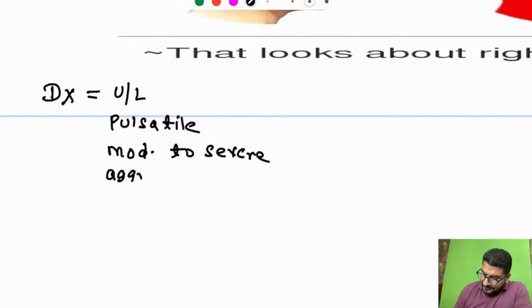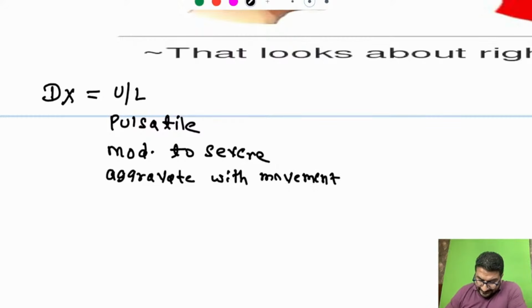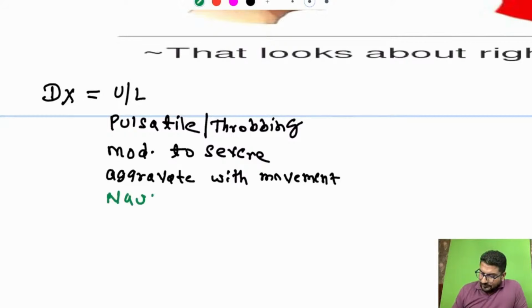And this type of headache will aggravate with movement. So once again, headache is unilateral, or I can say hemicrania. Then you can notice this type of headache is pulsatile in nature. This is moderate to severe. It will aggravate with movement. It is pulsatile or throbbing type of pain. Then understand, this type of headache which we see in migraine is associated with nausea or vomiting. It is also associated with photophobia or phonophobia.